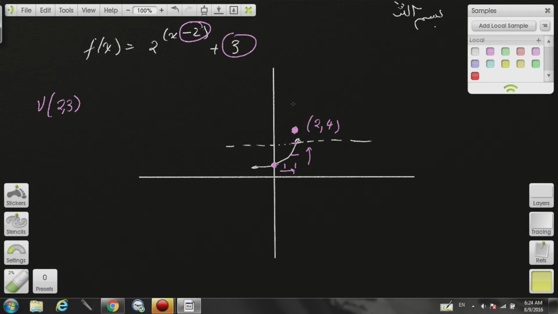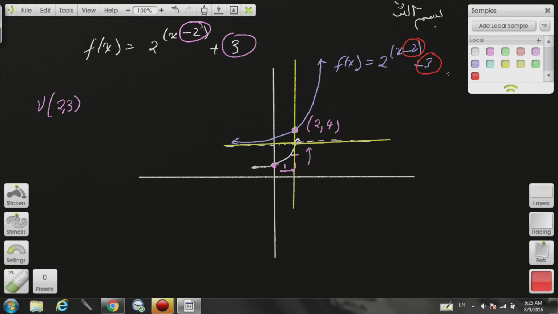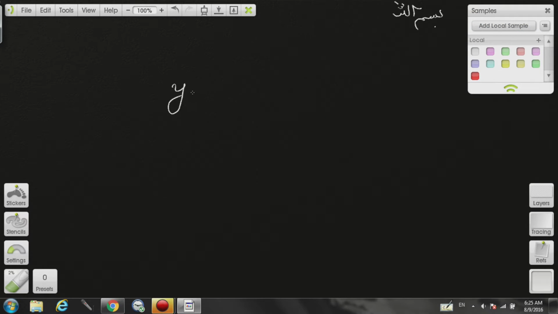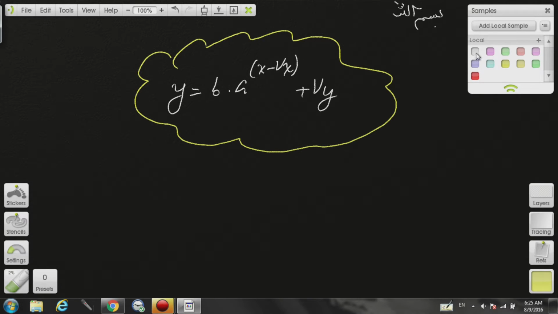So the first thing I probably should do when I do this is draw the new x-axis. So it'll be like this, see? Alright, so this would be the graph of y, or f of x, equals 2 to the x minus 2 plus 3. It's the original graph shifted 2 to the right and up 3. So this y equals b times a to the x minus vx plus vy is the general equation for exponential functions.